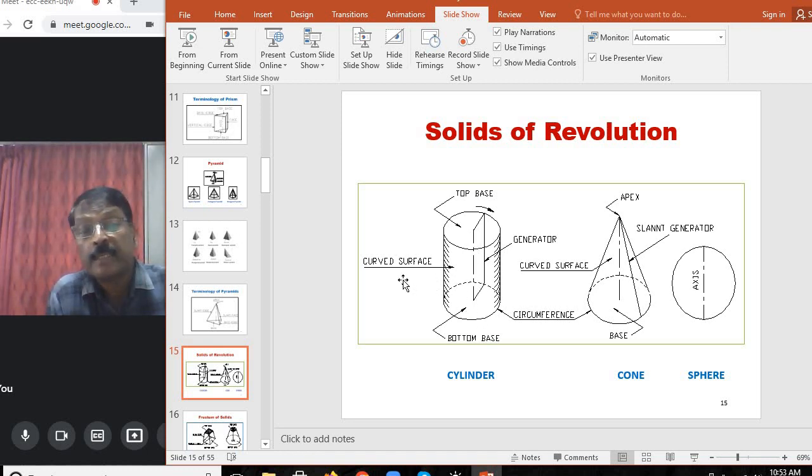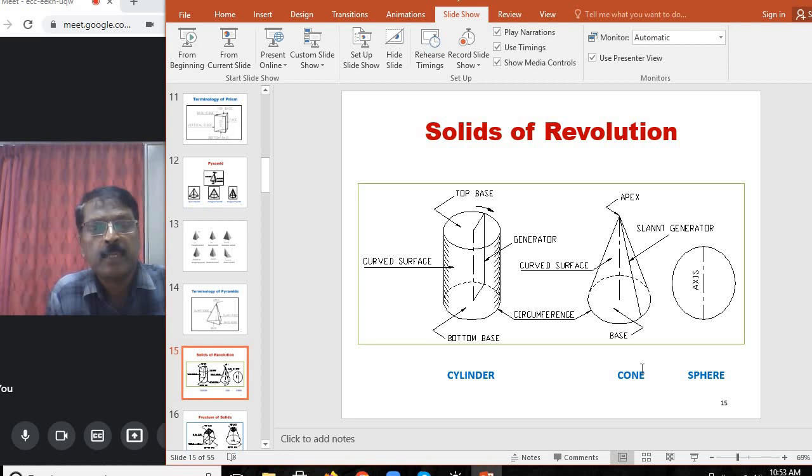So the terminology: the top circle is called top base, the bottom circle, bottom base, and the imaginary line passing through the center of the top base and bottom base is called axis, and the curve around the surface is called curved surface, and a line connecting top base and bottom base is called generator.